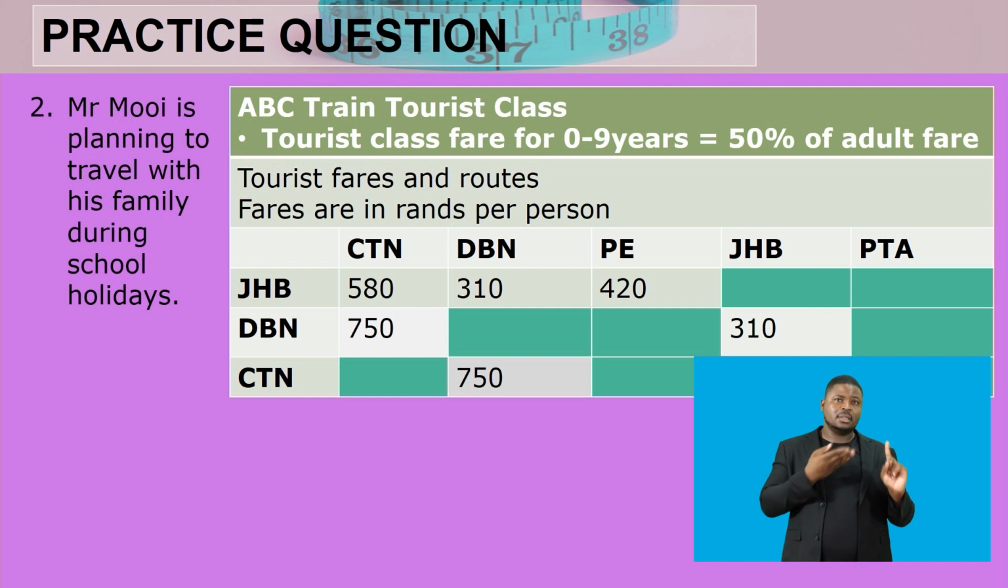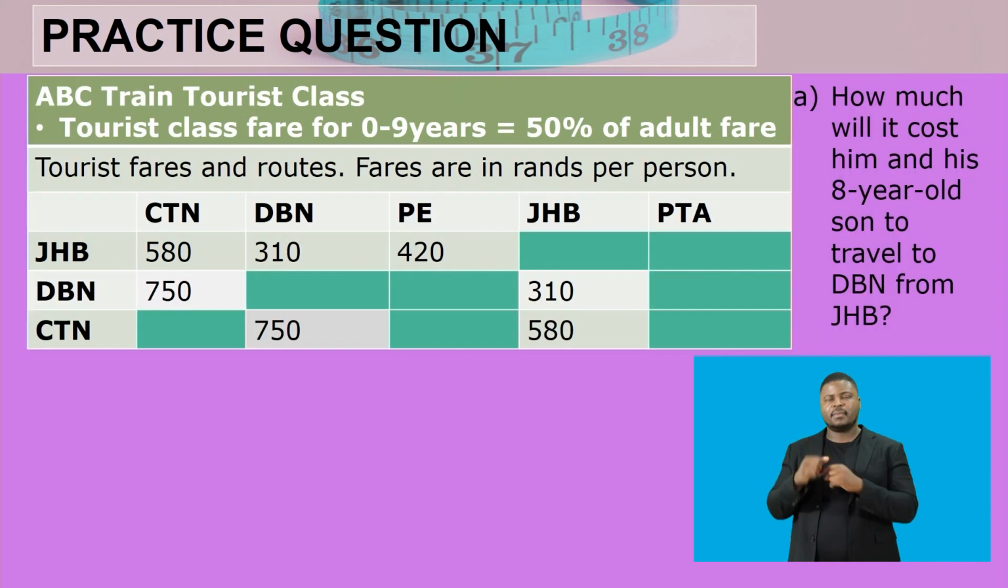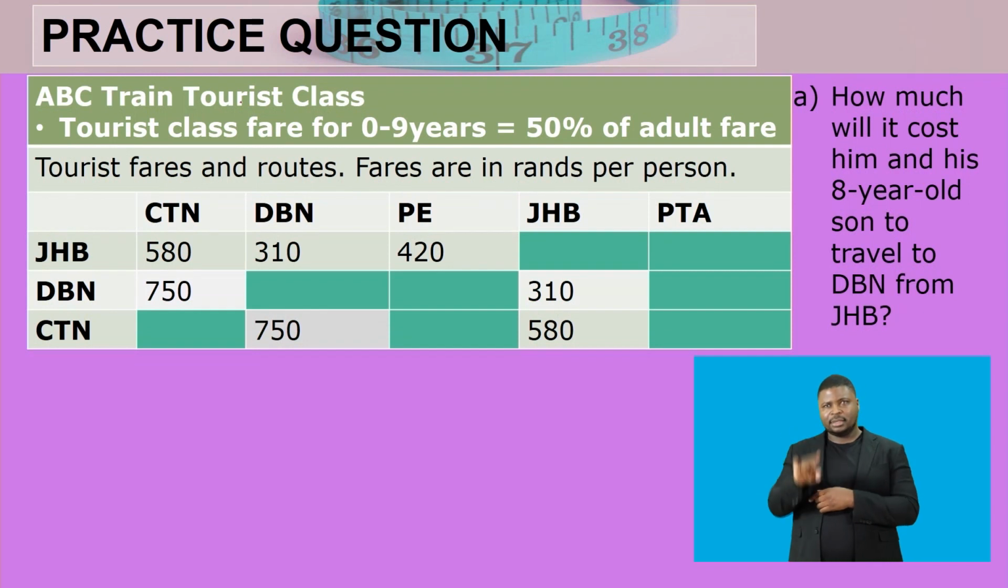Mr. Moy is planning to travel with his family during the school holidays. He wants to use ABC train tourist class, and these are the prices that we are given from place to place. How much will it cost him and his 8-year-old son to travel to Durban from Johannesburg? Before you start answering a question, you need to read and analyze whatever financial document you've been given. So we have ABC train tourist class.